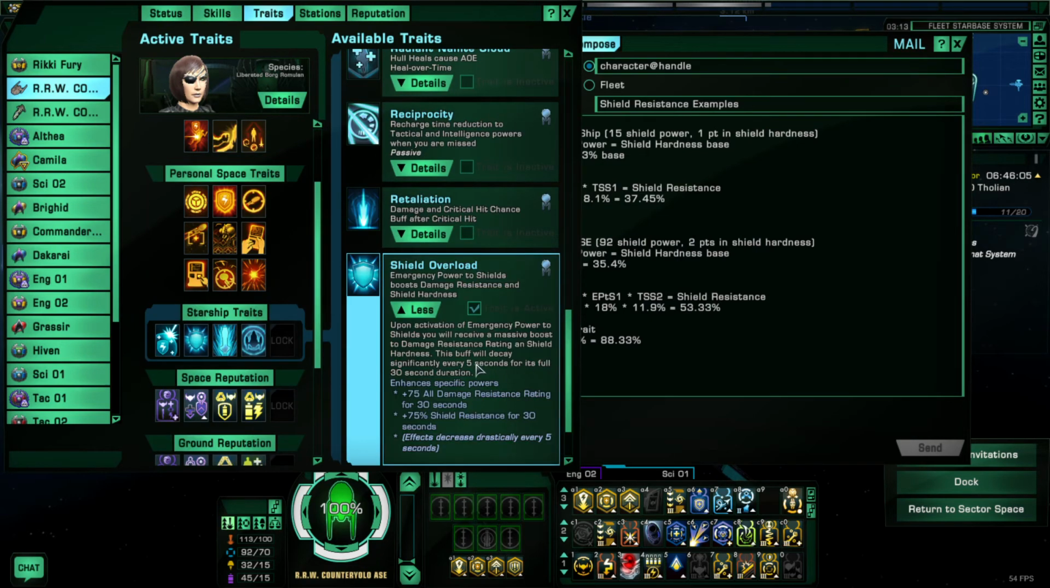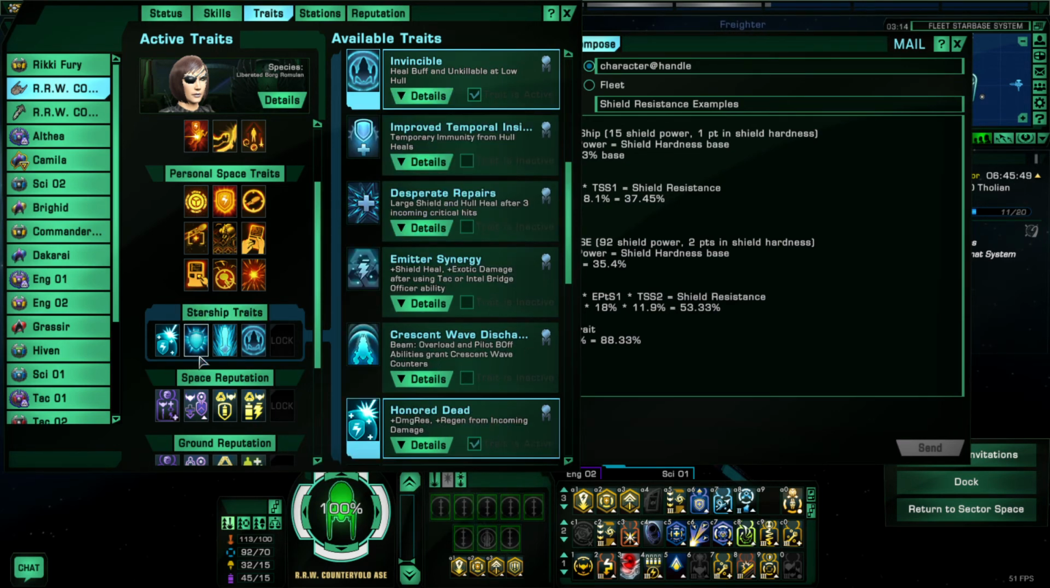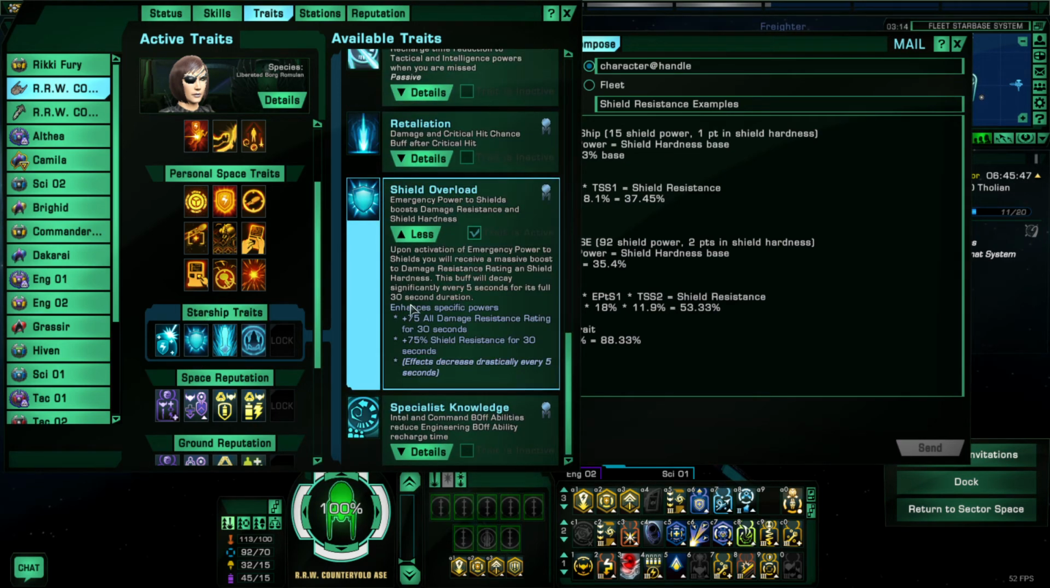And then there's Shield Overload, the trait that I would say, in my opinion, is the most broken trait in the entire game. I would say it's even more broken than Invincible. Yes, it gives all damage resistance, so if you don't have a tank, this is significant right off the bat. But also, it gives 75% shield resistance for 30 seconds.